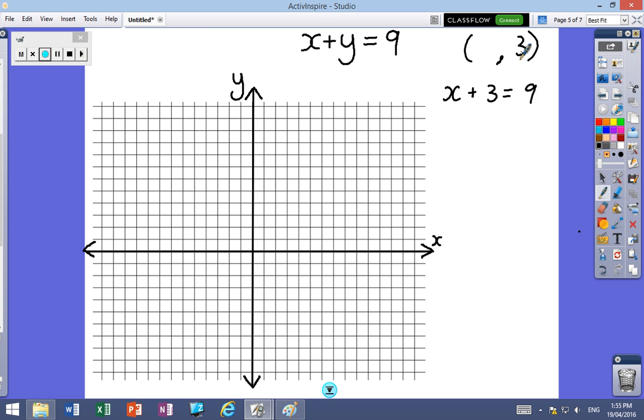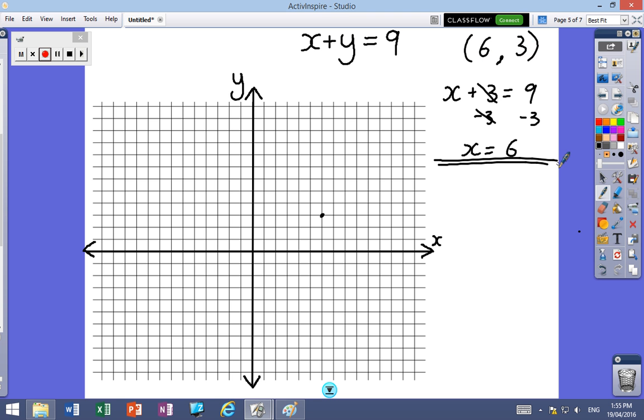So this time I know what y is. I don't know what x is yet. So I'm going to minus 3 from both sides. That kills that off. X equals 6. There's our first point, (6, 3). 1, 2, 3, 4, 5, 6. 1, 2, 3. Is that right? 6 across, 3 up. Seems right.